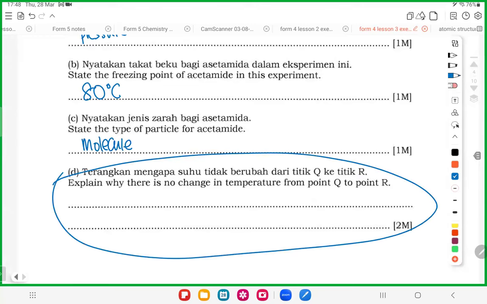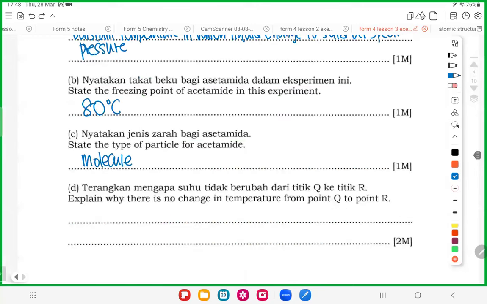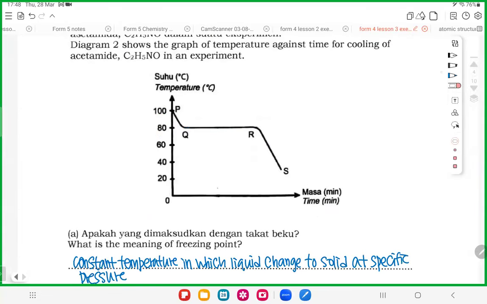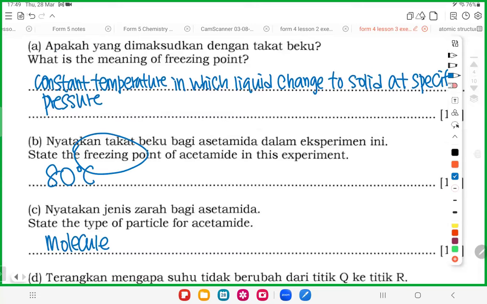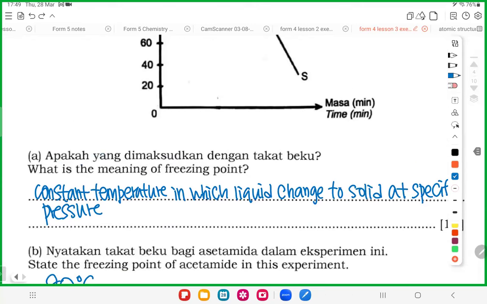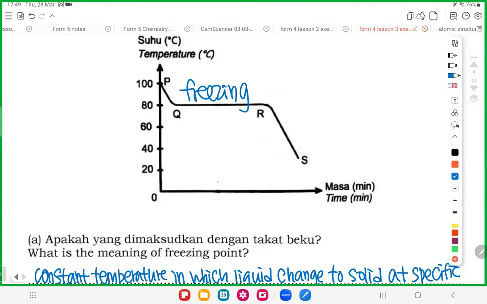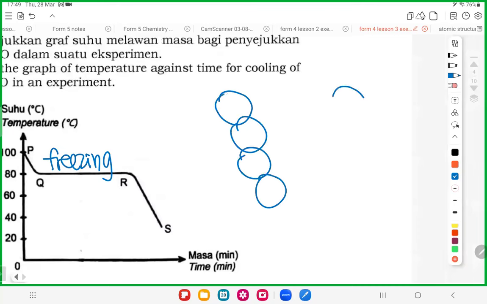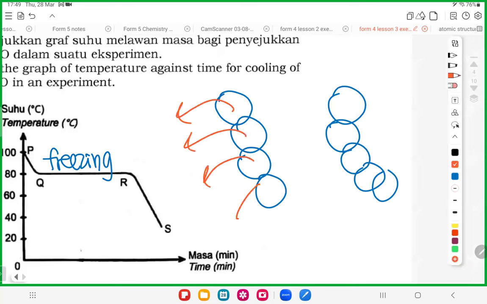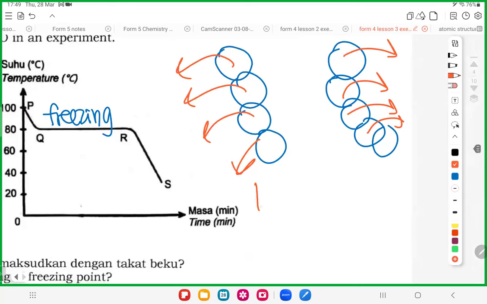Why is there no change in temperature from point Q to point R? Just now, the question said that this is the freezing point. So obviously this question is about freezing. Why, when the freezing process is happening, does the temperature not change? Liquid wants to join together to form solid. So when you do the cooling process, liquid throws energy to the surrounding. The energy you throw to the surrounding is called heat loss.